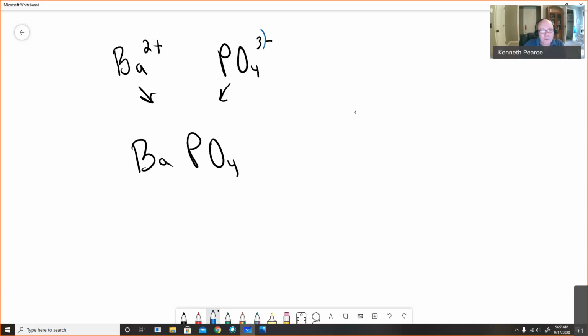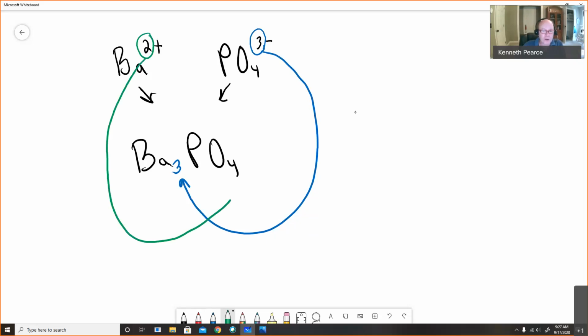Well, the 3 on the phosphate is going to cross over to the barium. But we also have to take care of the 2 on the barium, and it's going to cross over to the phosphate. But a phosphate is a polyatomic ion. And remember, we don't want to change what it is. We just want to say, how many do we have? So we put that in parentheses, and we put the 2 down there on the corner.